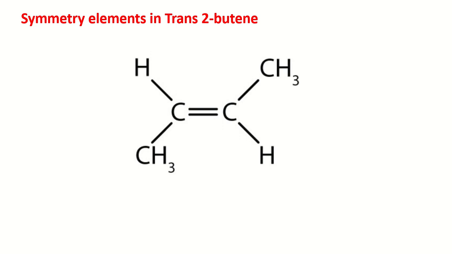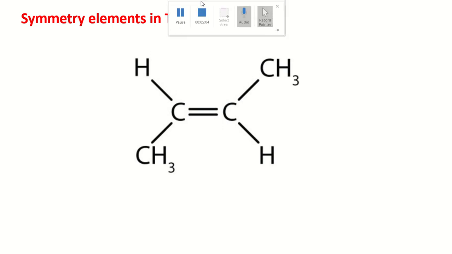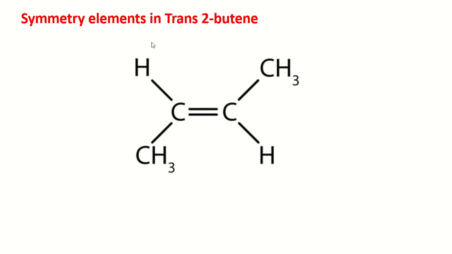So after proper rotation, we need to find any plane of symmetry, which is also known as sigma. Is there any plane of symmetry in this trans-2-butene? Yes, there is a sigma. There is a plane of symmetry in this molecule, and moreover we need to find any kind of inversion or improper rotation in this molecule. There is no improper rotation in this molecule.